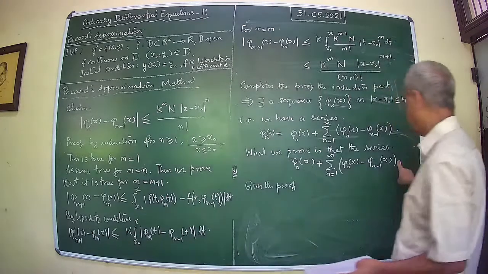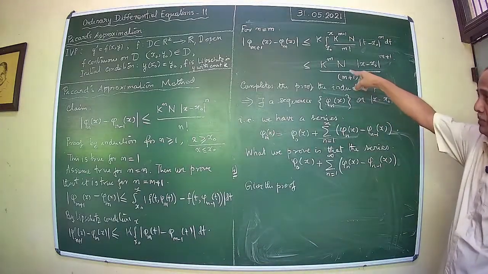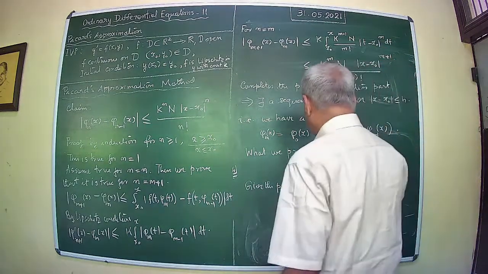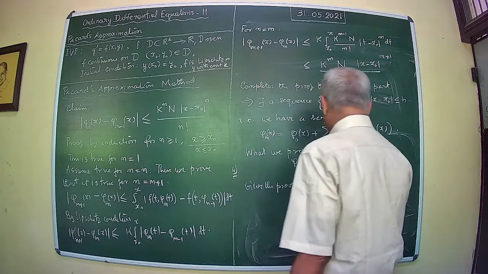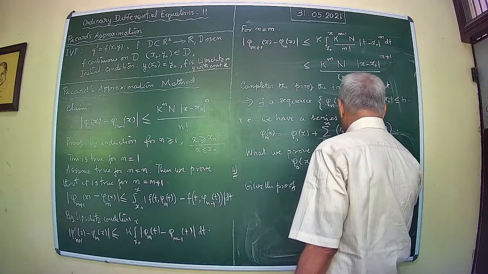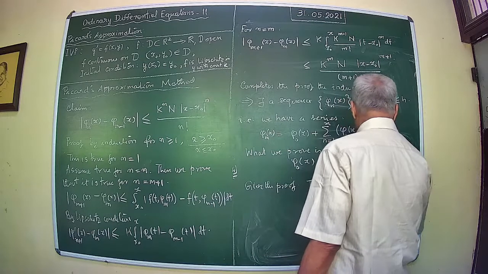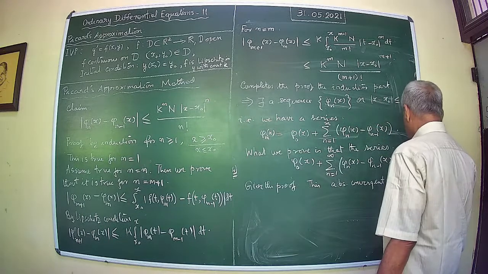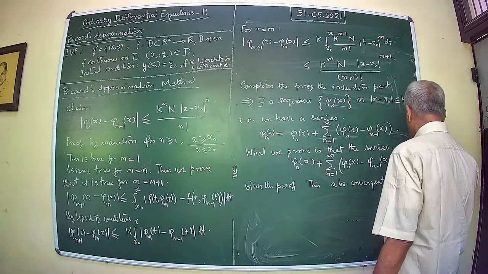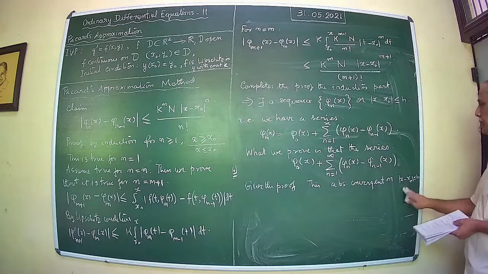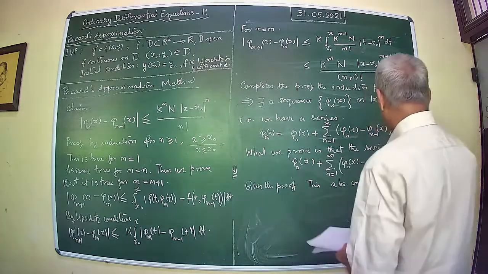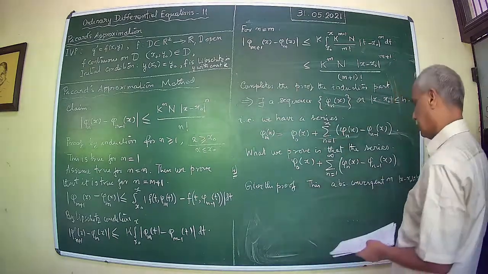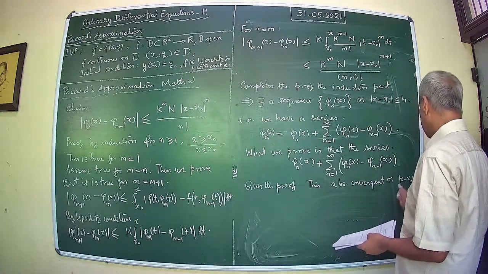You have the estimate for each of these terms in terms of that inequality, and then you show that this is absolutely convergent on mod x minus x naught less than or equal to h, assuming x greater than x naught. Likewise, you can give a proof for x less than x naught. Therefore, we take it that this is proved on this interval.